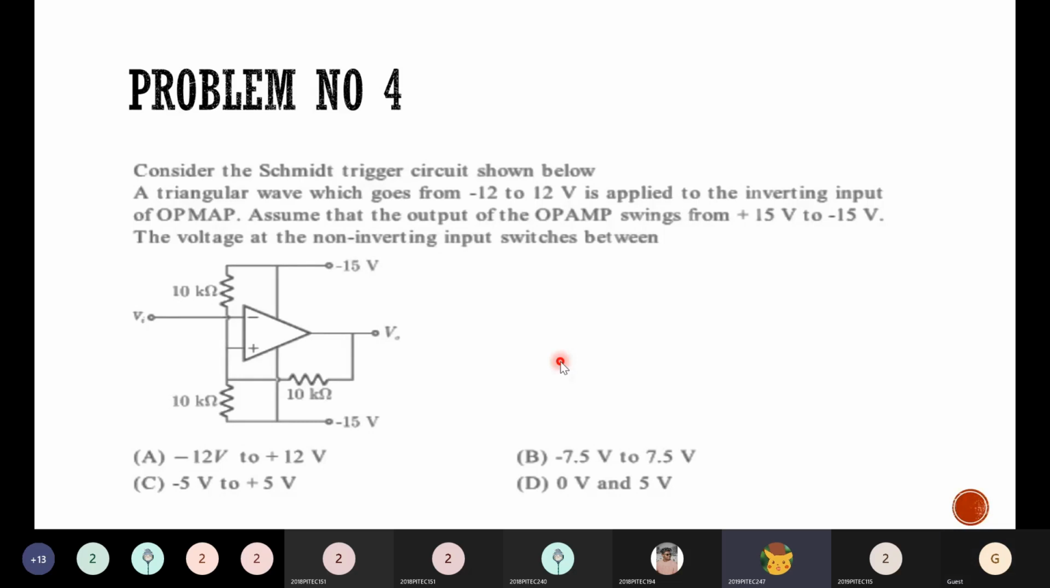Yes. Hope you all are doing this problem, the Schmitt trigger we saw in the last class. Based on that, you have to find out the reference voltage. We know that in a Schmitt trigger, you will not have a constant reference voltage. Based on the transition in the output voltage, you'll be having a transition here.